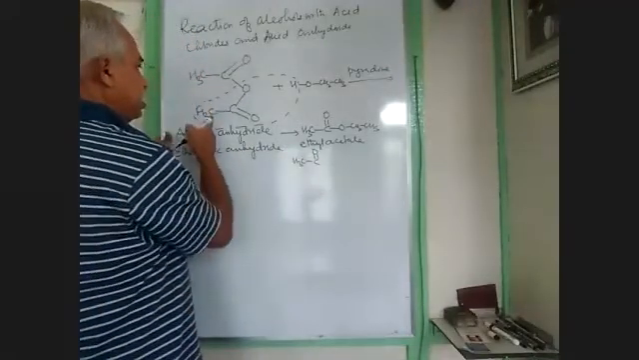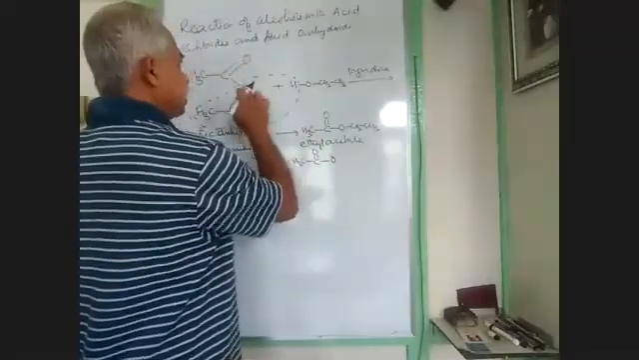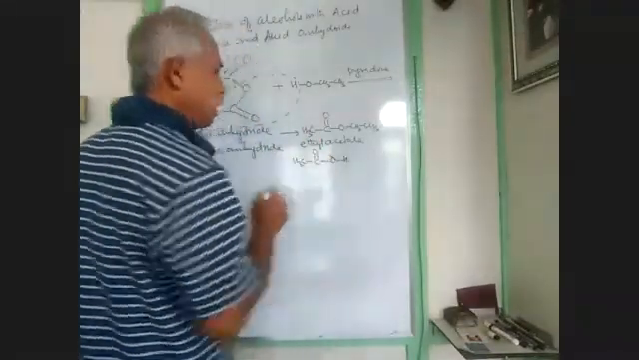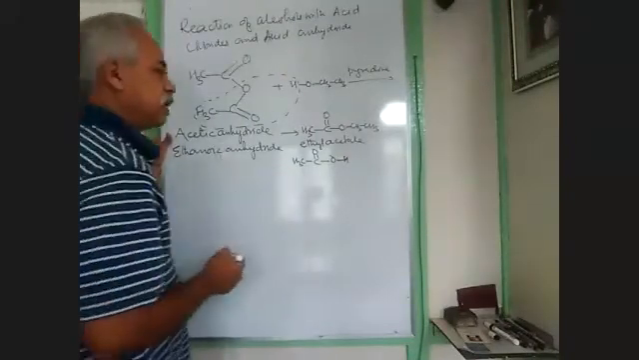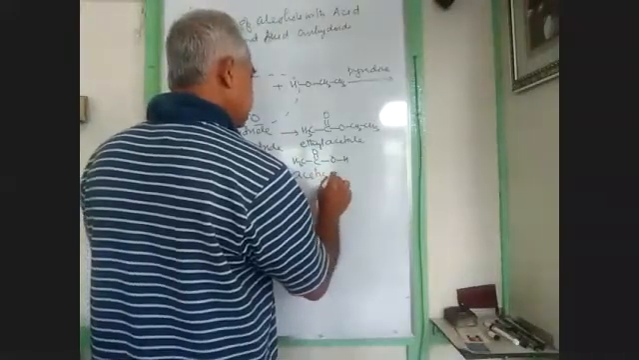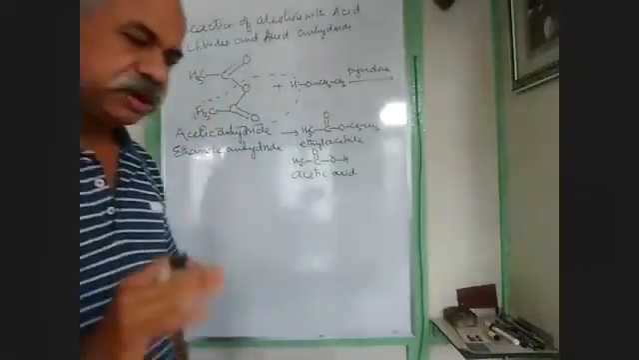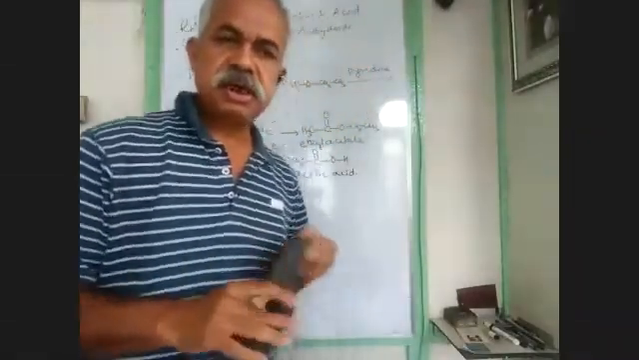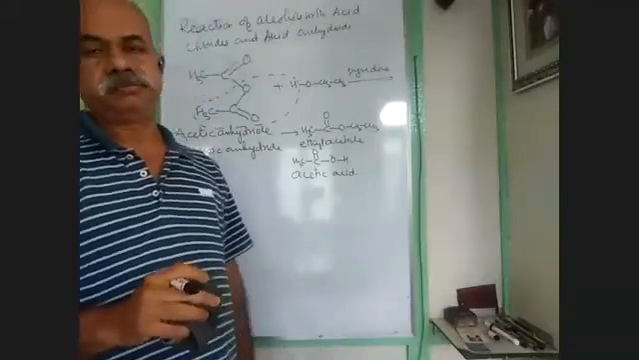Do not get confused. See this, then I'll write this. Then this H will come here. So what do you get? In acid chloride, you got HCl. Here you are going to get carboxylic acid. So what is the name of this one? It is called acetic acid. So with this, I finish a few acidic properties of alcohol.